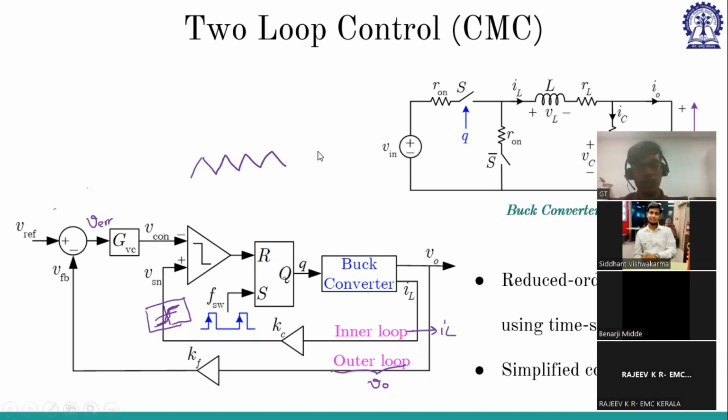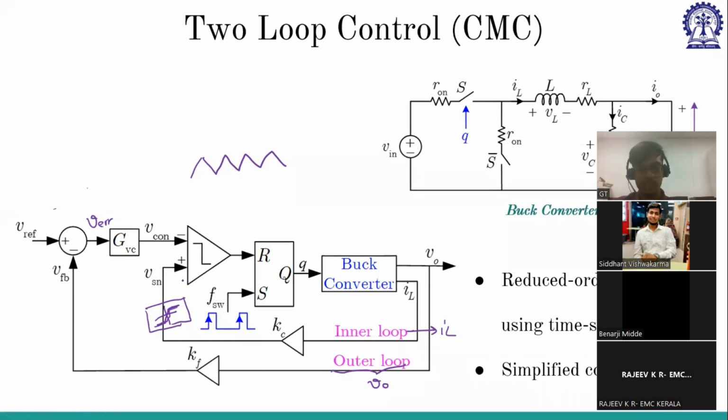And this inner loop has to be faster than the outer loop. If you go to any other application, whatever it may be, the inner loop has to be faster than the outer loop, and the thumb rule is 10 times.